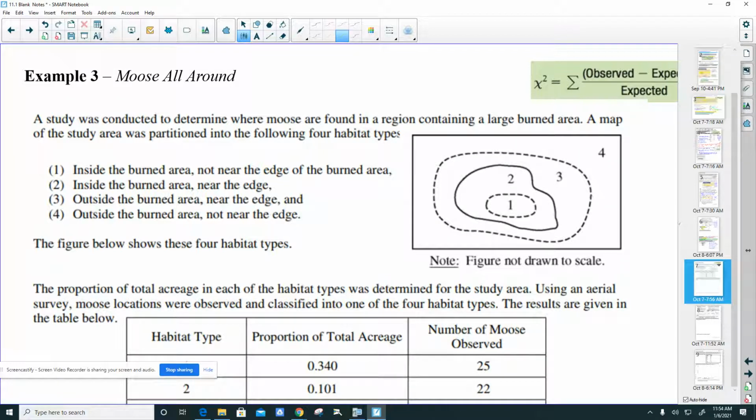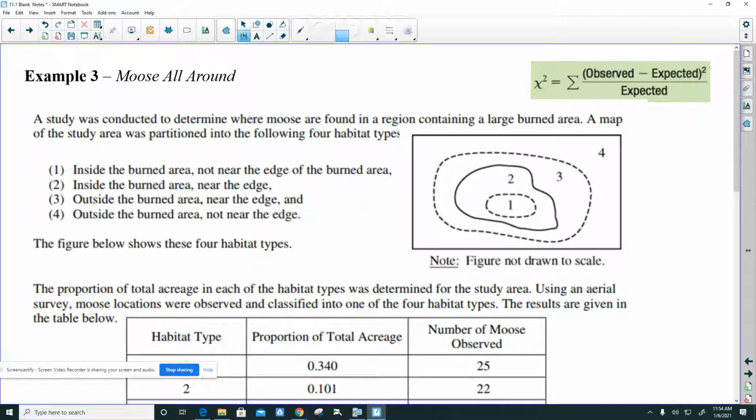And when we get to the step where we're calculating the value of chi-squared and finding the p-value, we're just going to use this feature on the calculator. Okay, so here's what we're looking at in this particular problem. I think this may even be a released question from a previous AP test.